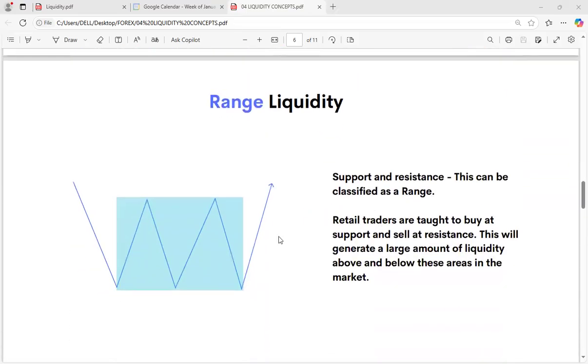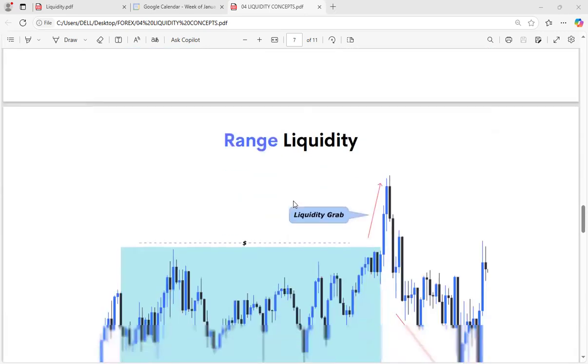Let's talk about range liquidity. Range liquidity is where those guys are trading double top and double bottom. Okay, you understand? So support and resistance can be classified as range, okay? Retail traders are told to buy at the support and sell at resistance. This will generate a large amount of liquidity above and below these areas in the market. And this is what we call accumulation. That's why here you can find these guys going up to take liquidity and sometimes coming down to take liquidity before they decide where to move. Let me show you here.